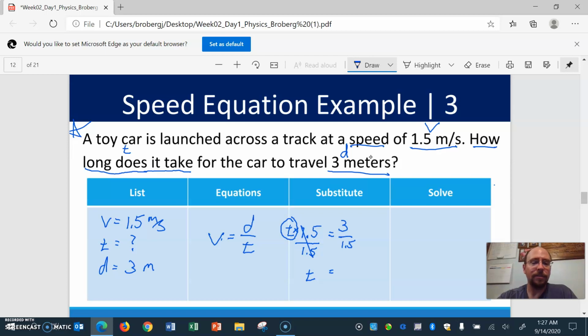It's equal to these two parts, 3 divided by 1.5. You can put this in your calculator, or you can do it in your head. But if you take 3 divided by 1.5, you get 2. So when I solve this, I actually get this answer. T is equal to 2.